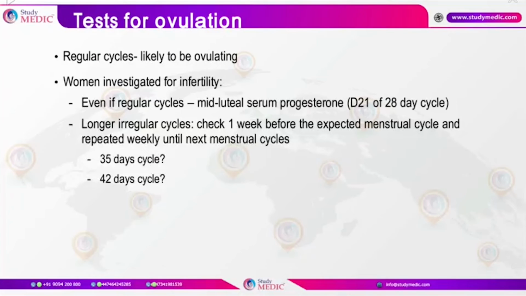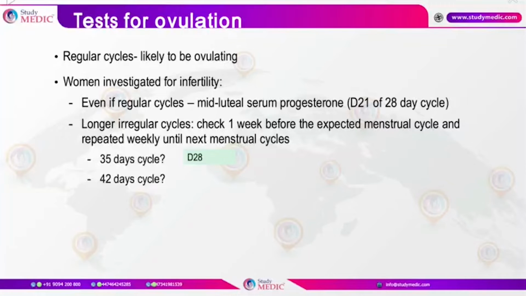Coming to the test of ovulation, regular cycles themselves predict that the patient is ovulating well. For women who need to be investigated for infertility, even if there are regular cycles, ovulation can definitely be confirmed by mid-luteal serum progesterone, which is performed on day 21 in a 28-day cycle. For a longer or irregular cycle, check 1 week before the expected menstrual cycle and repeat it weekly until the next menstrual cycle.